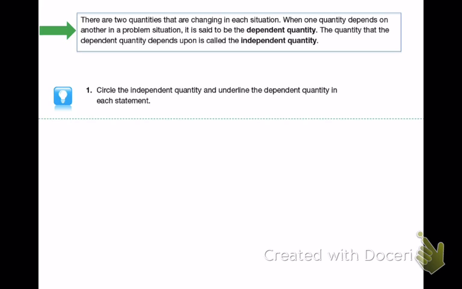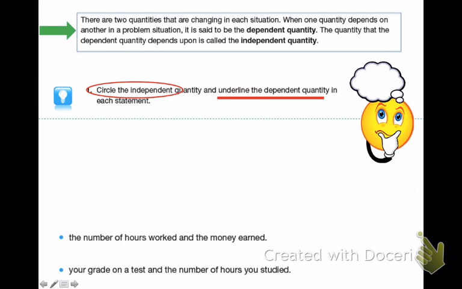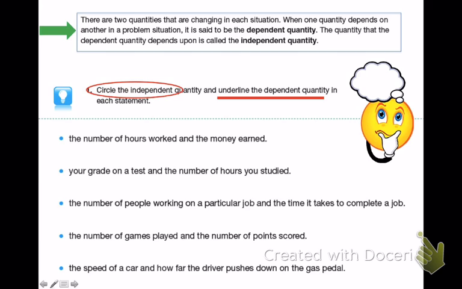All right, so up at the top is just a definition of independent and dependent once again. So we're going to go ahead and circle the independent quantity, and we're going to underline the dependent quantity in our 5 examples. So let's go ahead and think about the first one. The number of hours worked and the amount of money earned. So this is similar to the one we just went over. The more you work, the more money you make. So in this case, hours will be independent and money will be dependent. Remember, this is an example of what I mentioned earlier, that time will usually be independent. So number of hours is independent, money earned is dependent.